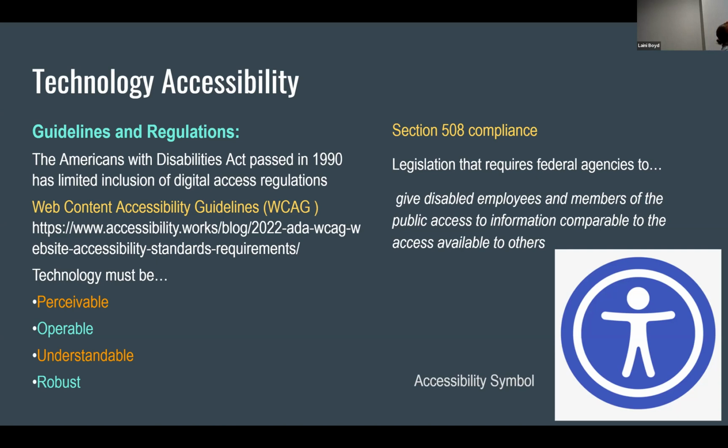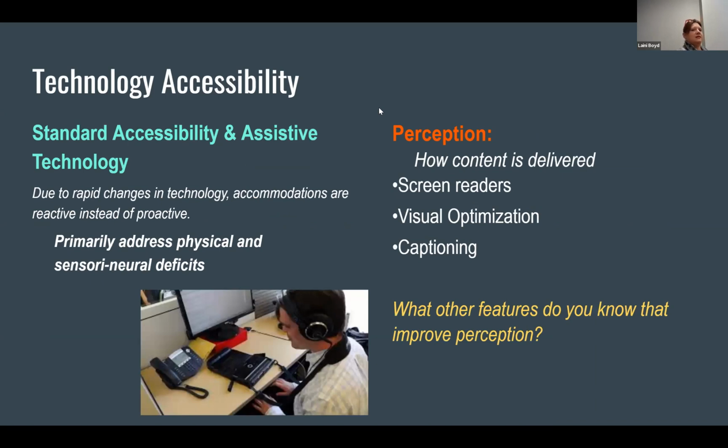Another guideline that's sort of the accessibility standard requirements is called Web Content Accessibility Guidelines. It's an addendum, but not part of ADA. It says technology must be perceivable, operable, understandable, and robust. And I'm going to go through each of these. So I've got some pictures of people using some assistive technology.